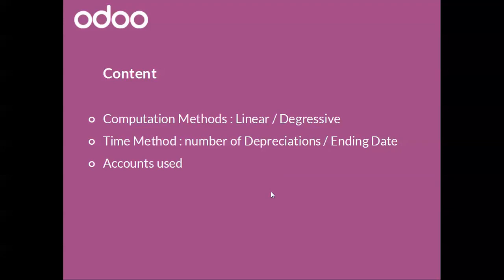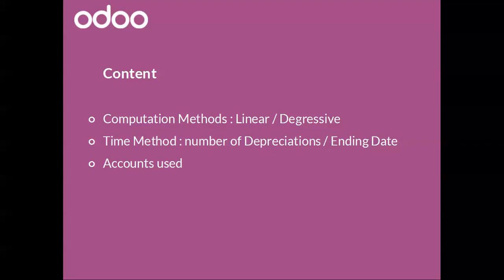What will we see in this video? I will talk about computation methods that are available in Odoo, i.e. linear or digressive. The linear method consists in depreciating portions of the original costs in equal increments over a period, with or without a salvage or residual value. The digressive method means that a higher depreciation charge will occur in the first year of an asset's life and then gradually decrease over the next years.